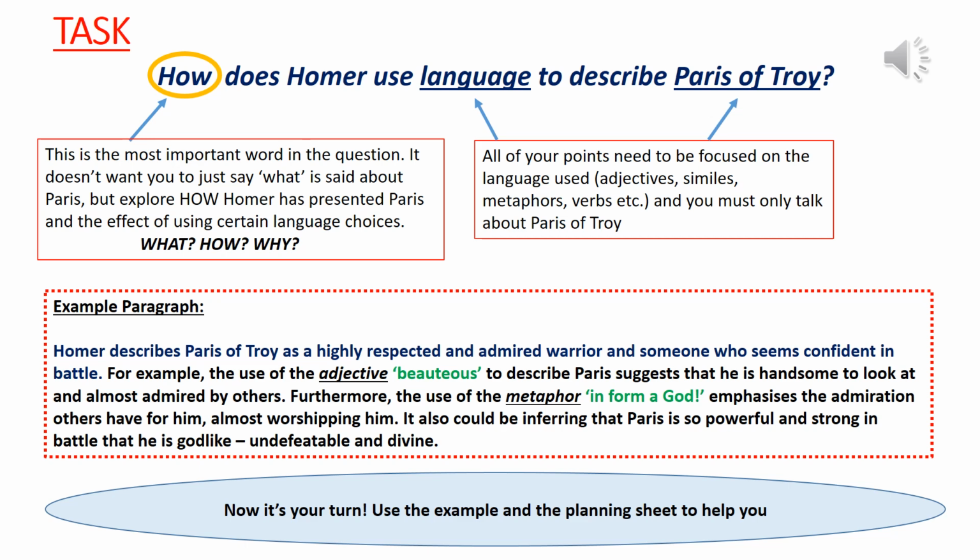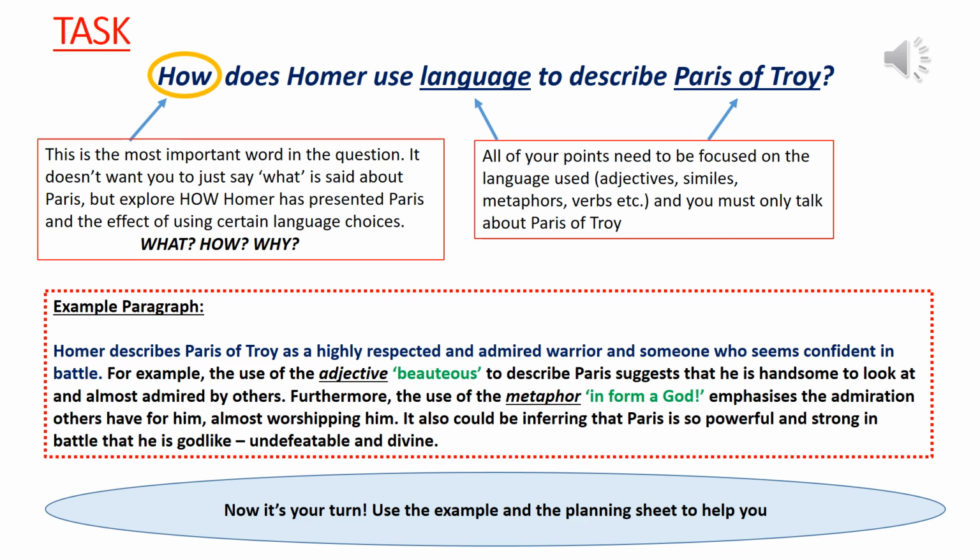So what I've just been talking about, you're going to put into a paragraph. So what are the important words in the question? It might seem really odd, but the most important word is how. Because you need to actually focus on not just what Homer is saying. So don't just write and tell me or your teachers next year, well, Homer describes him like this, this and this, and you quote it without saying why. What is the effect of using certain words, certain language choices?